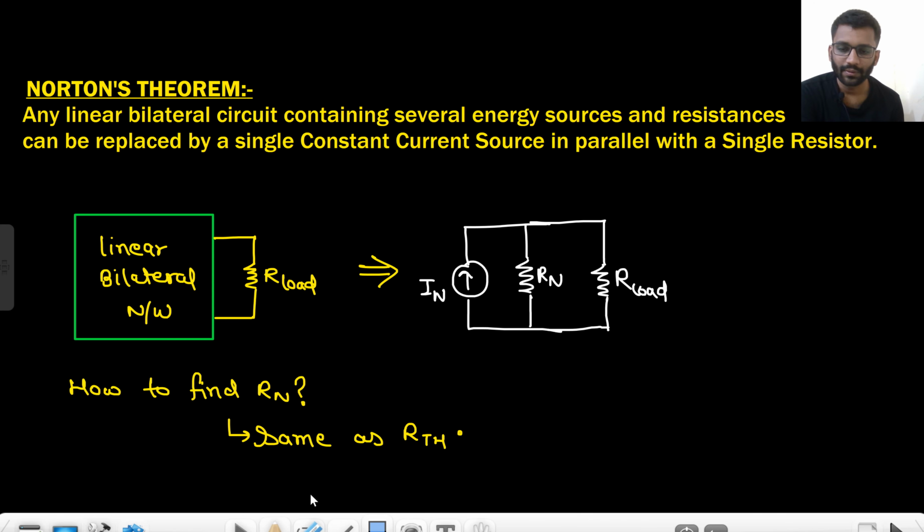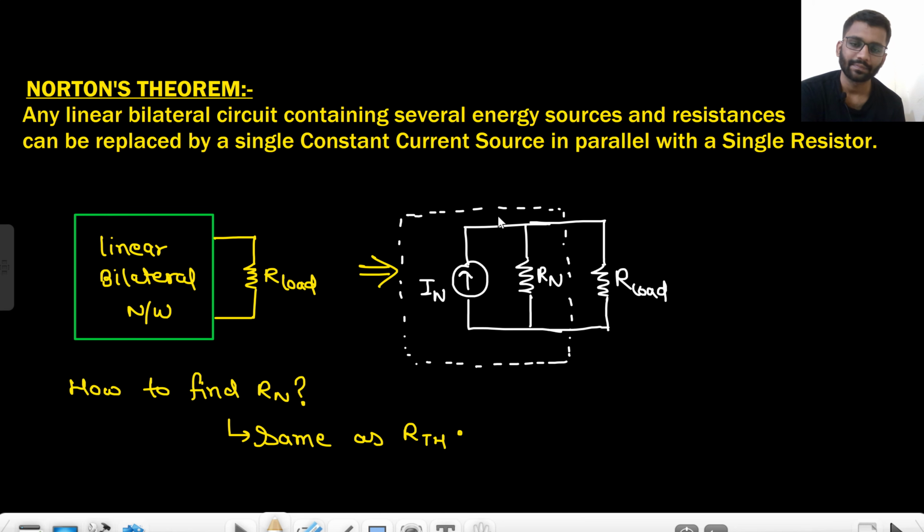So this is our linear bilateral circuit. That linear bilateral circuit we are talking about. This linear bilateral network is replaced with a constant current source and a single resistance in parallel. Linear bilateral network.